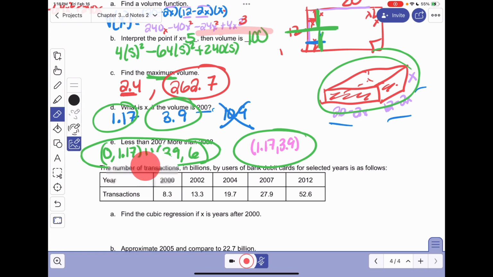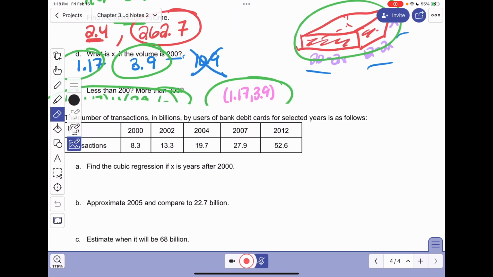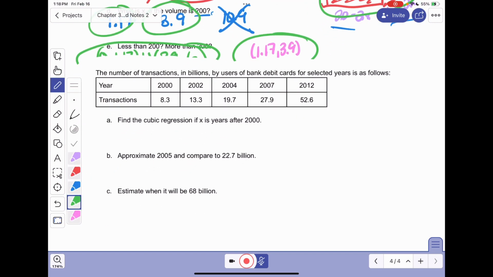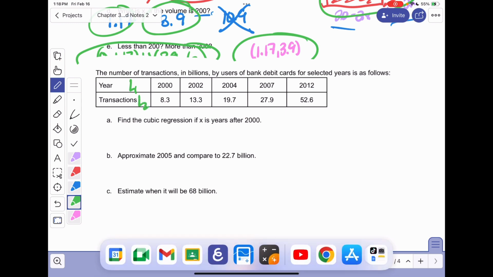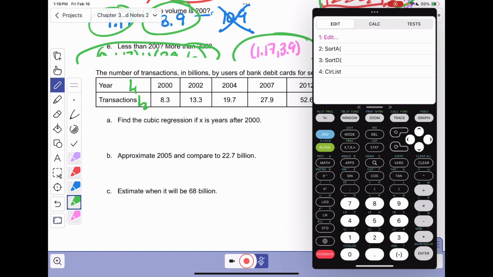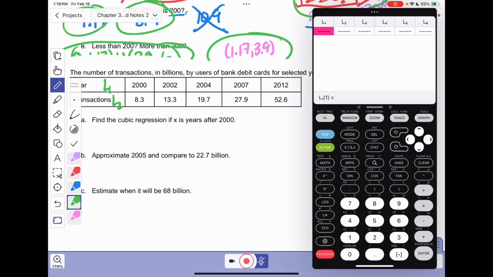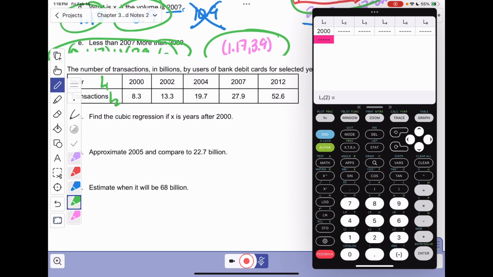So now let's do another one. We have a bunch of data. We have years, which we'll put in L1, and transactions, which we'll put in L2. So I'm going to go stat edit. If I want to clear out the list, I just go to the top and hit clear. Then I'm going to type 2000, 2002, 2004, 2007, 2012, and then I'm going to type the transactions in billions: 8.3, 13.3, 19.7, 27.9, 52.6.